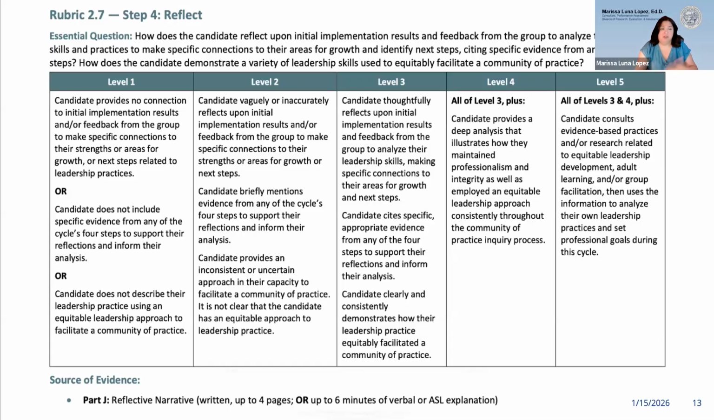facilitation skills. So taking a look at this one, the candidate reflects on their initial implementation results and feedback from the group to analyze their leadership skills and practices, make connections to their areas of growth, and identify next steps. And this often can be a bit of a challenge, to reflect on what someone says about you and your leadership skills. And we are very open and welcome to feedback from folks about some of the sessions that we've put on over the course of the year.